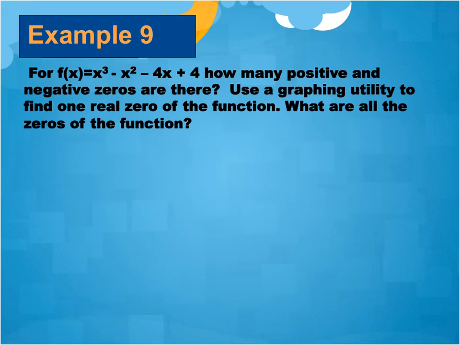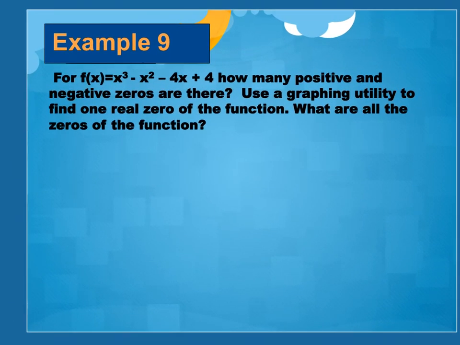So this says, for f of x equals x to the 3rd minus x squared minus 4x plus 4, how many positive and negative zeros are there? Use a graphing utility to find one real zero of the function and what are all the zeros of the function. Put a big old star on example 9. This is on the calculator portion of your test. Not that question, obviously. Same process.